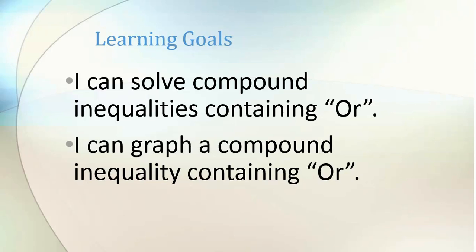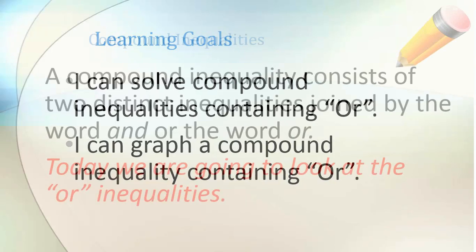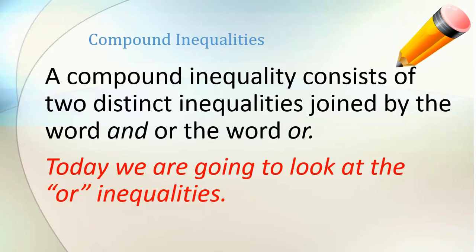I can solve compound inequalities containing OR, and I can graph a compound inequality containing OR. Now, what do I mean by compound inequalities? Basically, a compound inequality consists of two distinct inequalities joined by the word and or the word or. Today we're just going to look at the or inequalities. Tomorrow we're going to look at the and inequalities.